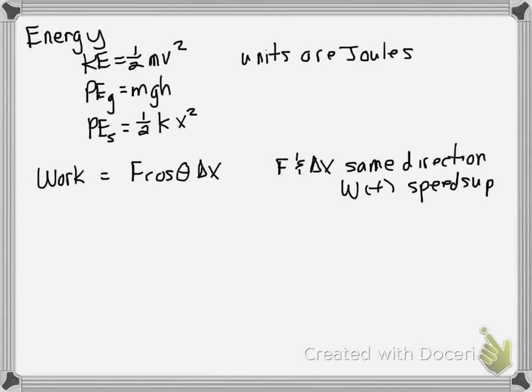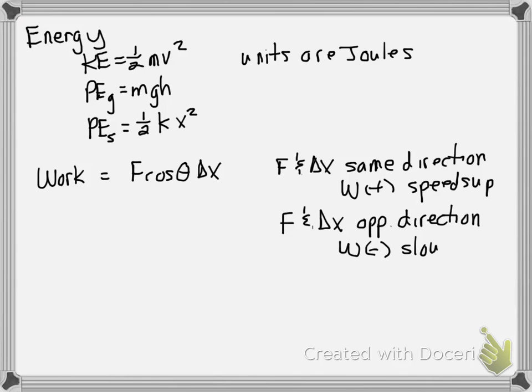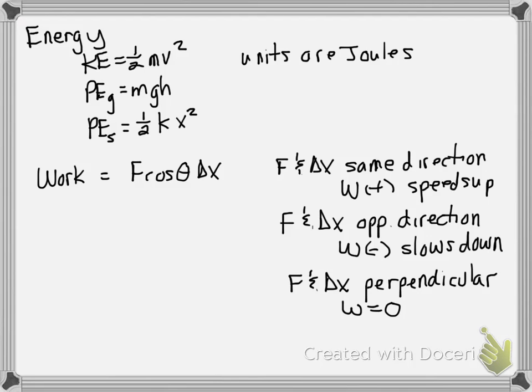This means that the object will speed up. Whether it's speeding up in the positive direction or the negative direction, it doesn't matter. It's still going to be going faster. The cosine theta, if they're in the same direction, is just cosine of 0, which is 1, so that term goes away and it's just all positive. If F and delta x are in opposite directions, then your angle between them is 180. You're going to have a positive force, for instance, and a negative displacement, so that's going to give you a negative value.